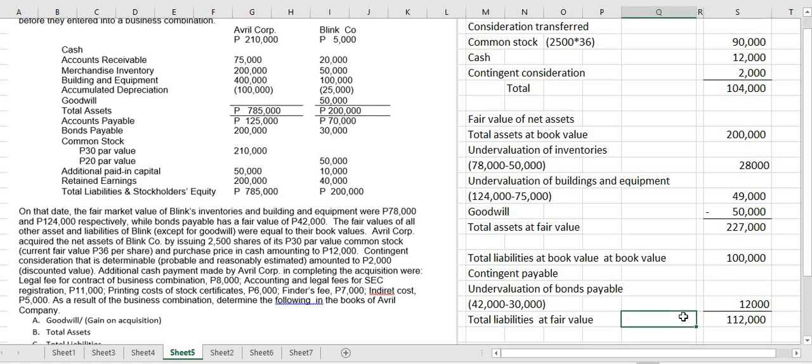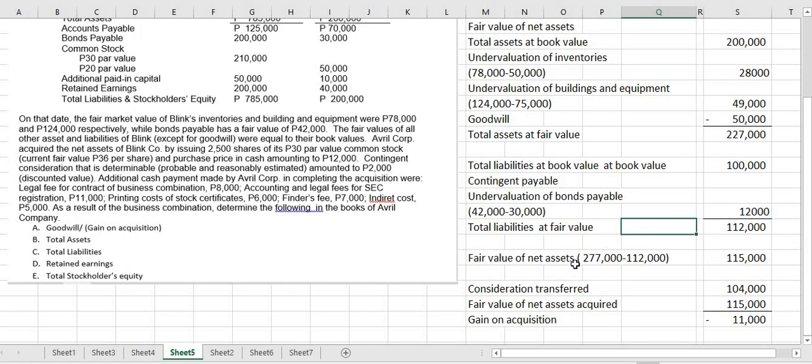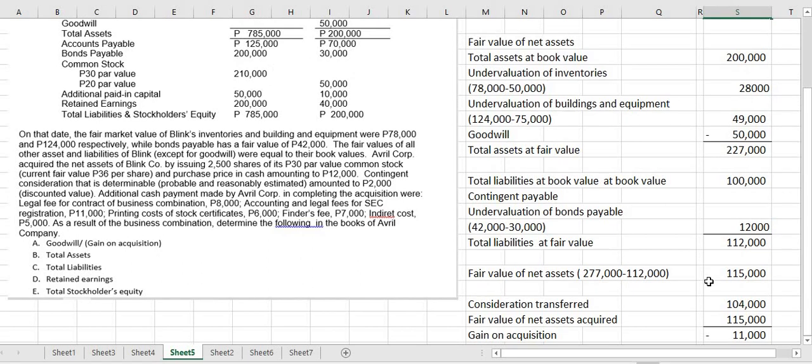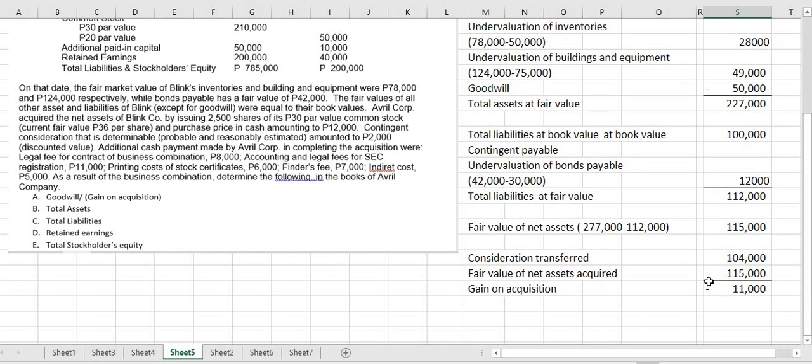Okay, so the net assets, no, is 227,000 total asset at fair value, and liabilities at fair value is 112,000. No, so you have 115,000 as your net assets. So, yung consideration transfer natin is 104,000, and then the net assets was 115,000. Okay, so you have gain on acquisition of 11,000. Okay, so yung gain on acquisition shall be presented in retained earnings. Okay, retained earnings siya. Okay, so it's not a goodwill but rather a gain on acquisition.